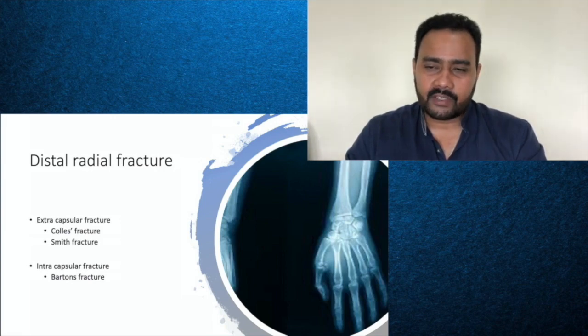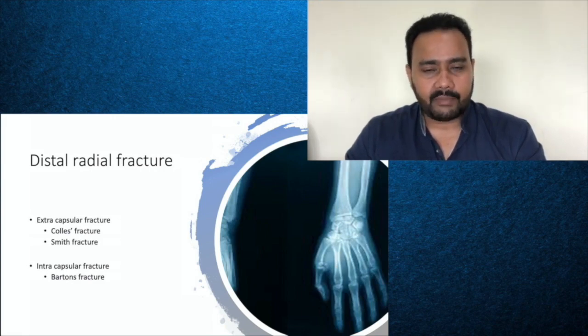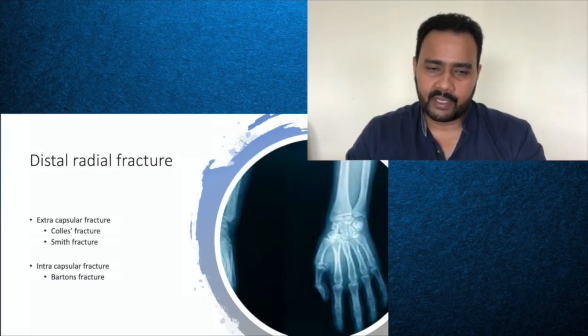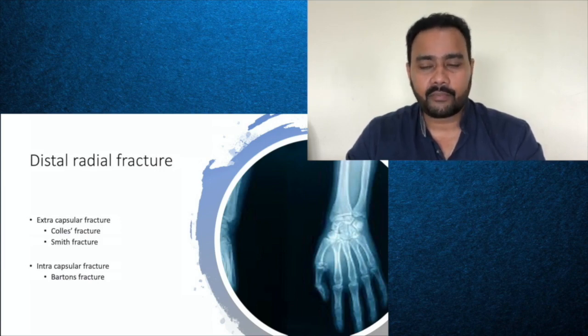There are some fractures that occur outside the capsule. That is what we call extracapsular fractures, right? And there can be fractures that occur inside the capsule. When the fracture occurs inside the capsule, the articular surface is also involved. Among extracapsular fractures, there are two types. You would have heard of the Colles fracture and the Smith fracture. Colles fracture and Smith fracture are called extracapsular fractures.